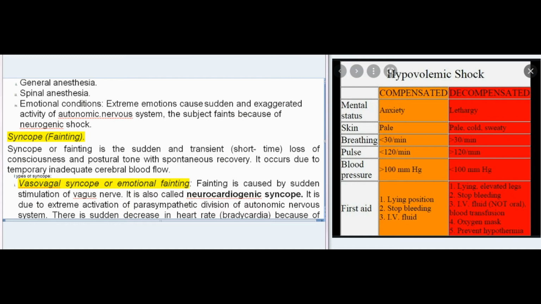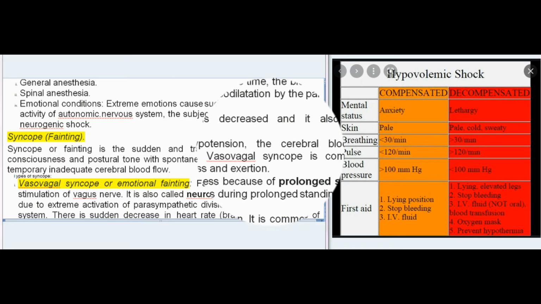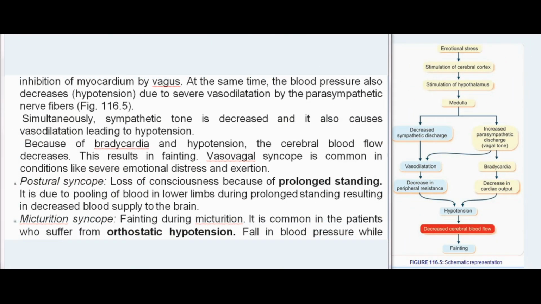Simultaneously, sympathetic tone is decreased and it also causes vasodilatation leading to hypotension. Because of bradycardia and hypotension, the cerebral blood flow decreases. This results in fainting. Vasovagal syncope is common in conditions like severe emotional distress and exertion.